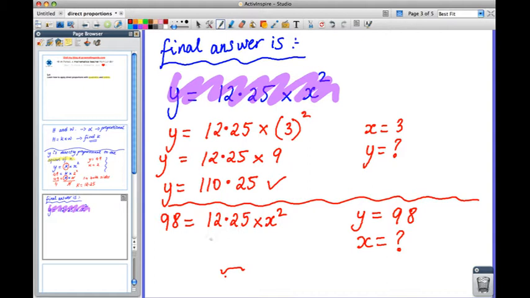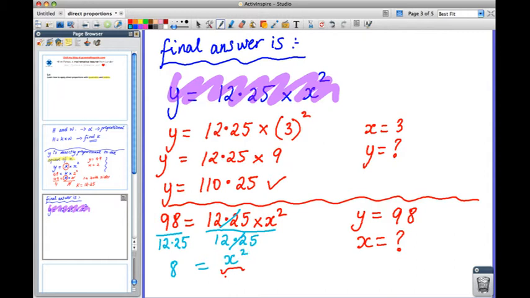So I'm going to divide both sides by 12.25, and if I do that, so I divide by 12.25 and divide that side by 12.25, so that will cancel out the 12.25 on that side, and here 98 divided by 12.25 gives me 8. So that gives me 8 is equal to x squared.